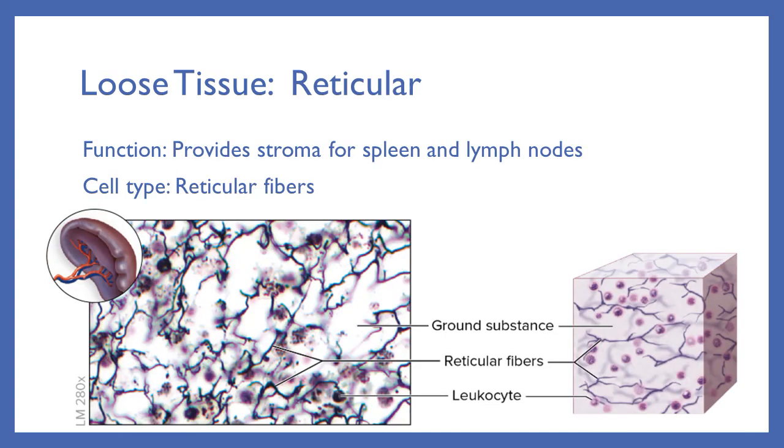Reticular tissue is a little bit rare compared to the others. I mean, we found adipose cells all over the body. Reticular tissue is going to be found in the spleen and in the lymph nodes. And it's mostly made up of reticular fibers. It has a ground substance, and it has a lot of white blood cells or leukocytes located there. That's the place where you're going to find all of those reticular fibers in big numbers, in your spleen and in your lymph nodes.